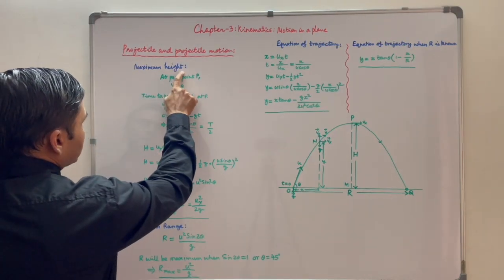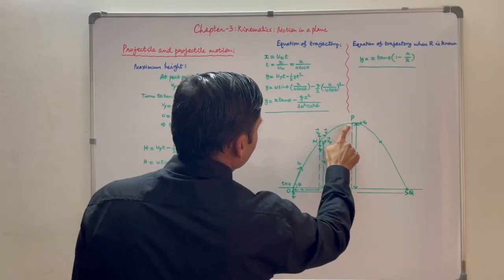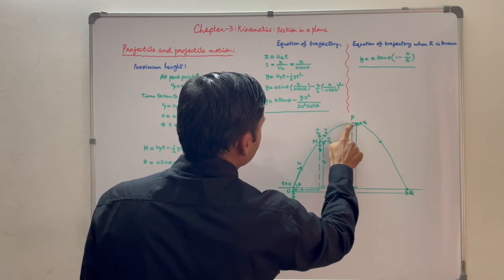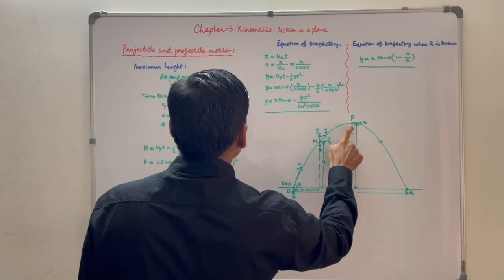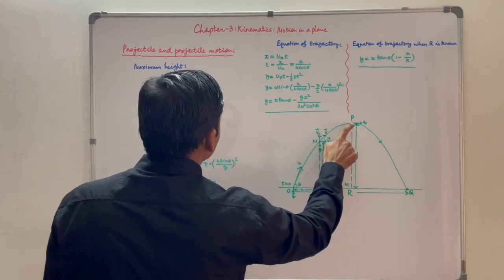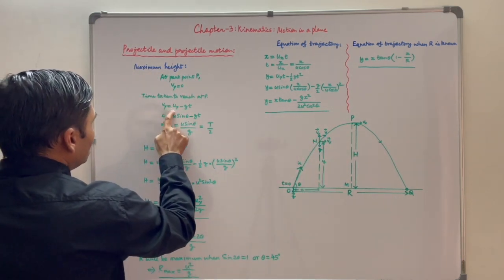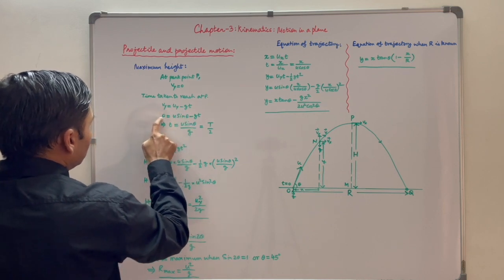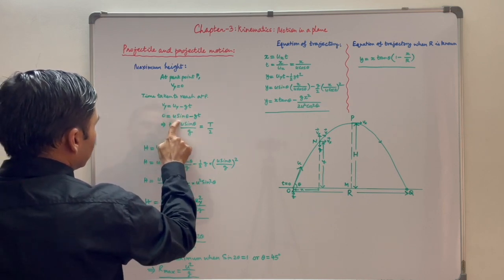Maximum height calculation. At peak point P, vertical component of velocity, that is Vy, is equal to 0. Let us assume time taken to reach point P is t. So Vy is equal to uy minus gt. Vy is equal to 0, uy is equal to u sin theta.